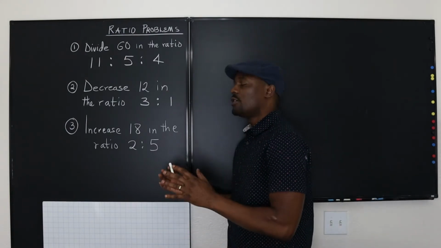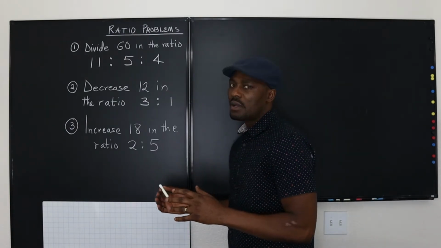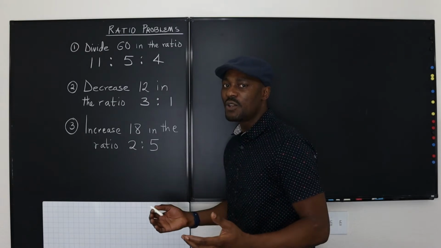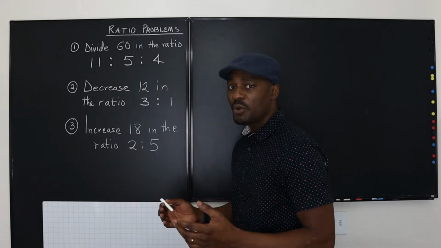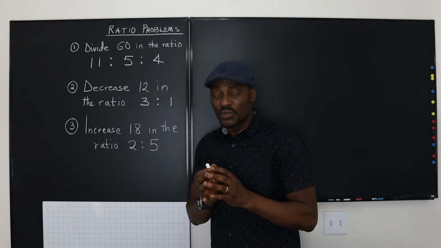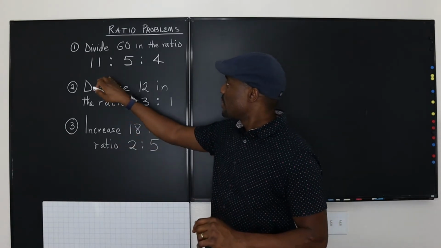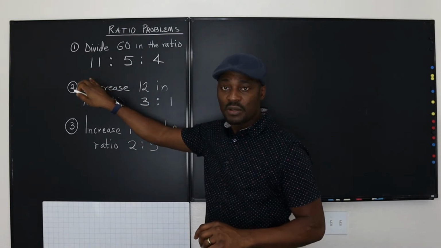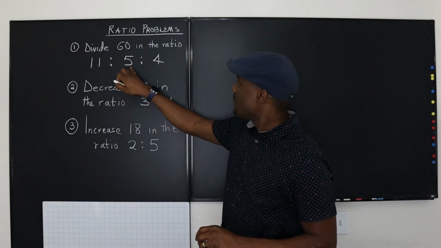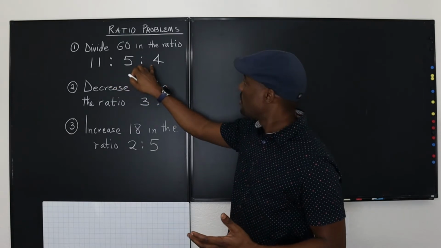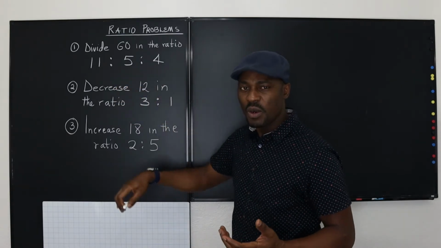So what you're asked to do is imagine that you have 60 oranges and you're supposed to divide 60 oranges into 3 different groups so that one group will take 11 portions and one group will take 5 portions, one group will take 4 portions. Well, what's a portion?